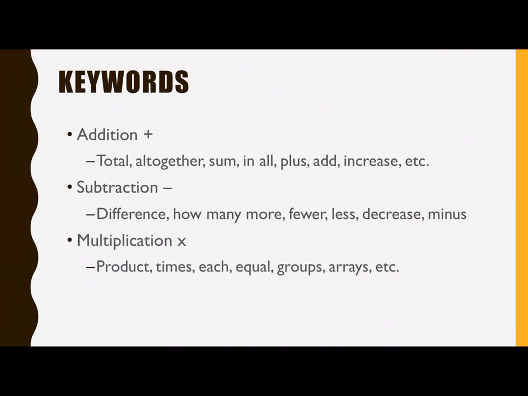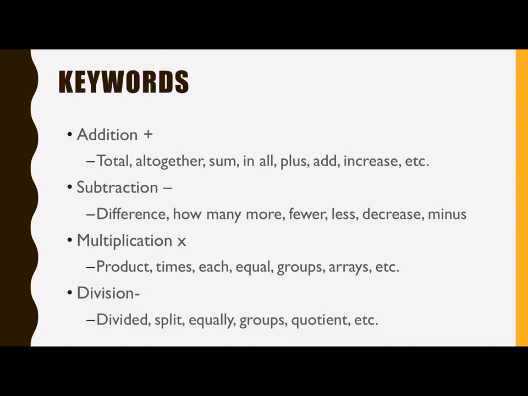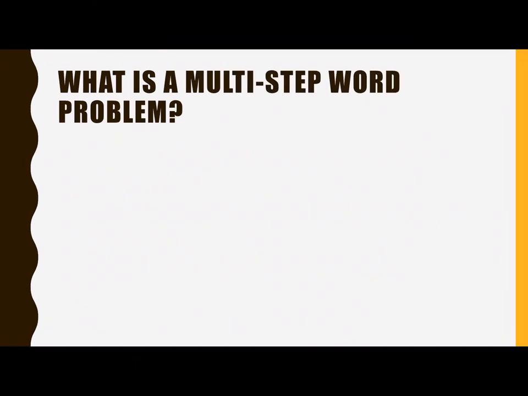Multiplication. Some keywords for multiplication are product, times, each, equal, groups, array, and again, there's more, but those are the common ones. And finally, division. The words that you will see, the keywords are divided, split, equally, groups, quotient, and a few more.